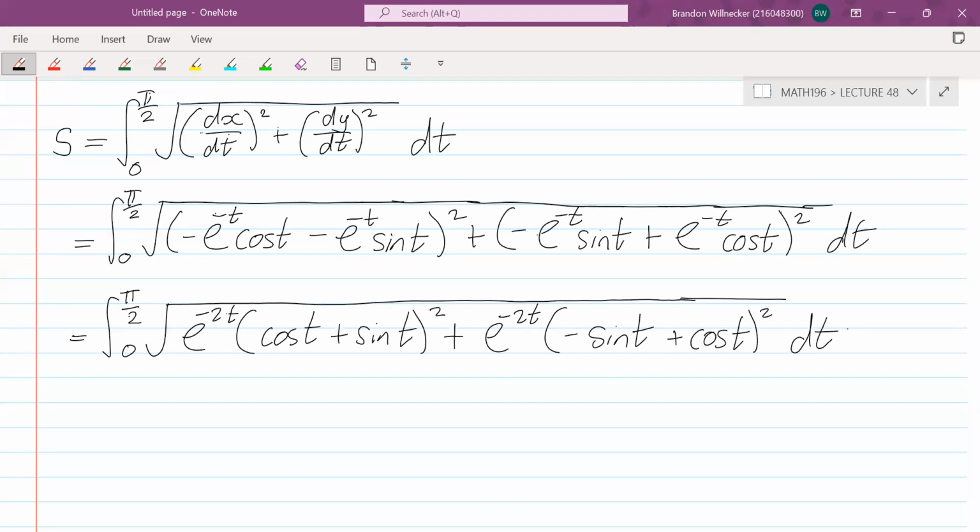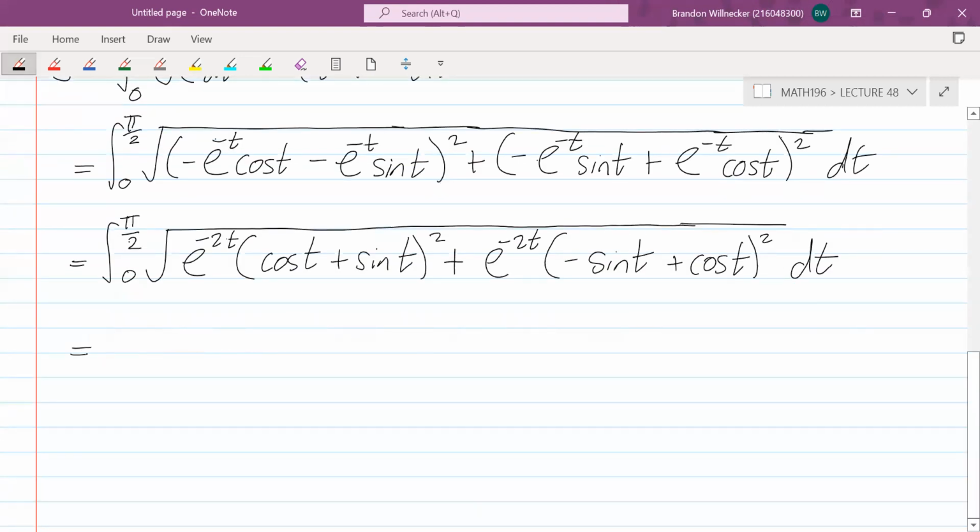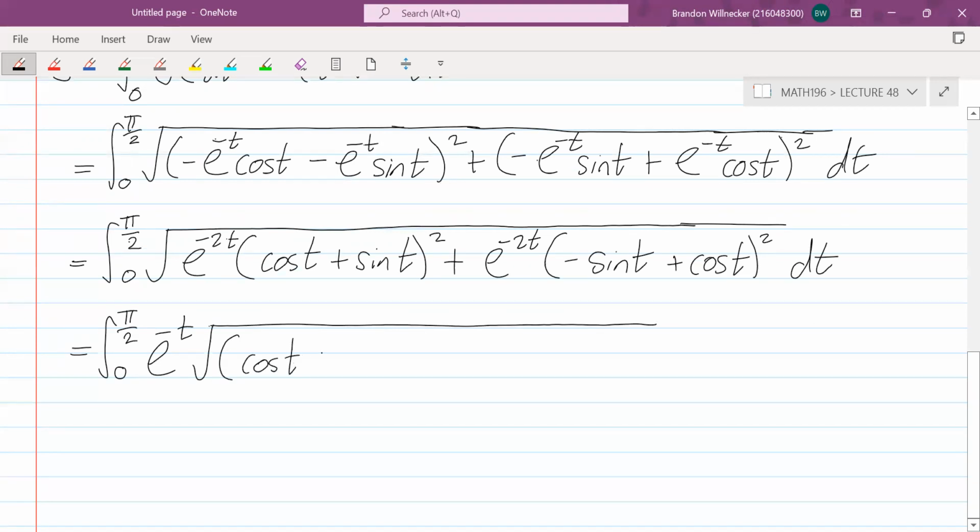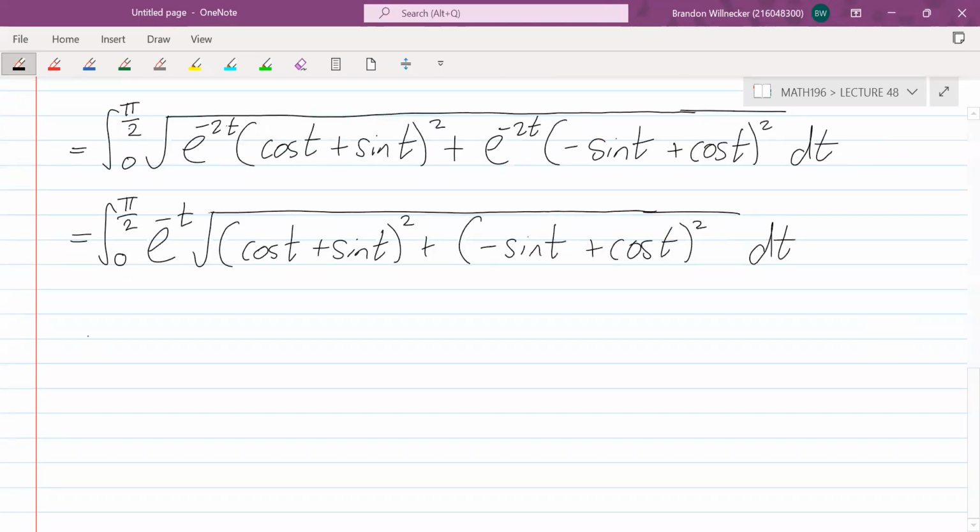Okay, and again, this e to the minus 2t, we can take it out of the square root now. So this is going to become the integral from 0 to pi over 2 of e to the minus t times the square root of (cos t plus sin t) squared, plus, then we have (minus sin t plus cos t) squared, dt. Okay, so now we can square this.